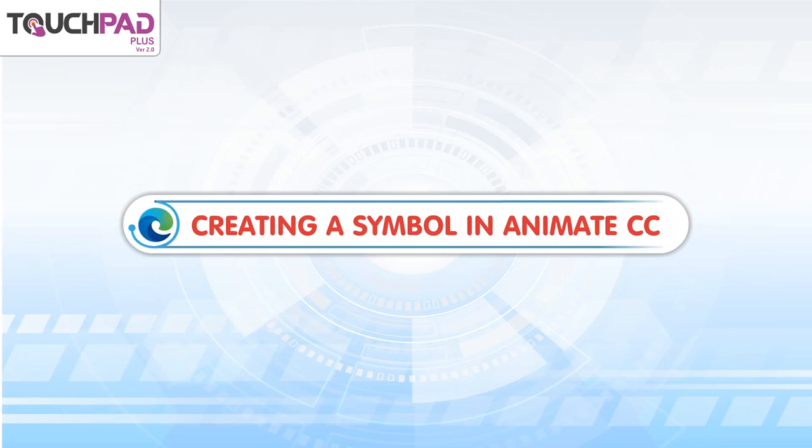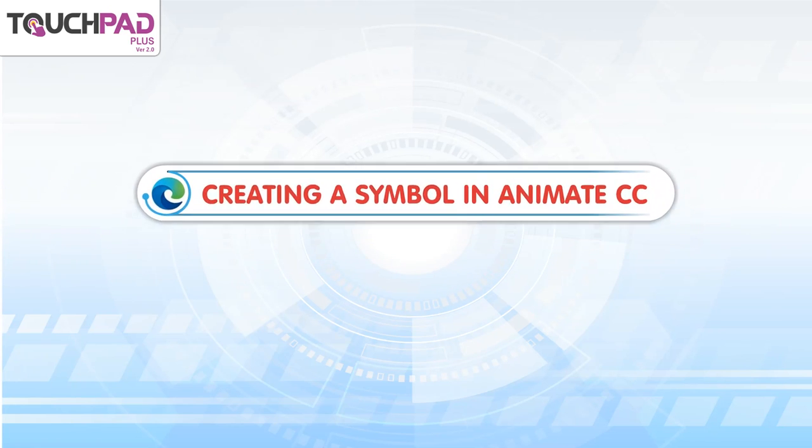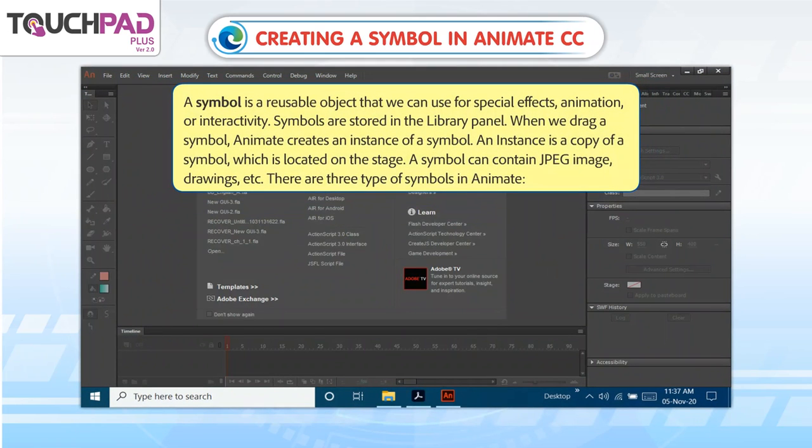Creating a symbol in Animate CC. A symbol is a reusable object that we can use for special effects, animation, or interactivity. Symbols are stored in the Library panel. When we drag a symbol, Animate creates an instance of a symbol. An instance is a copy of a symbol which is located on the stage. A symbol can contain JPEG images, drawings, etc.